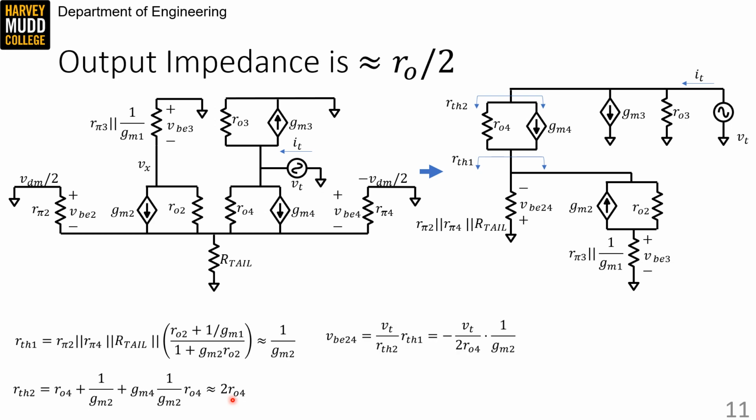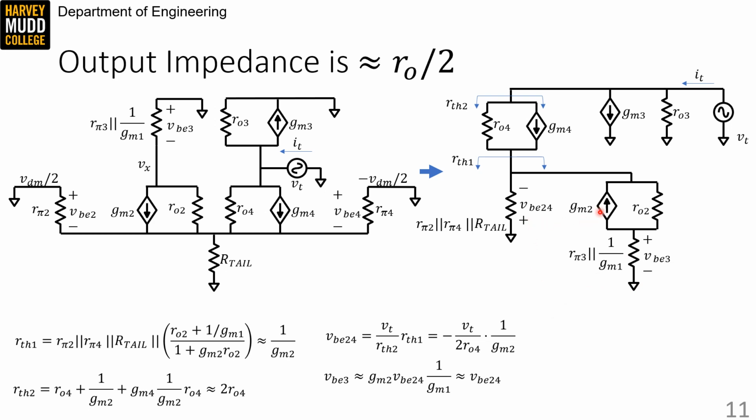Knowing both RTH2 and RTH1 makes it easy to find VBE24. We know the current running down the RTH2 branch is given by VT over RTH2, and that current all hits RTH1, so we multiply it by that to calculate VBE24, getting this result. And knowing VBE24 helps us find VBE3, which it turns out is about the same as VBE24.